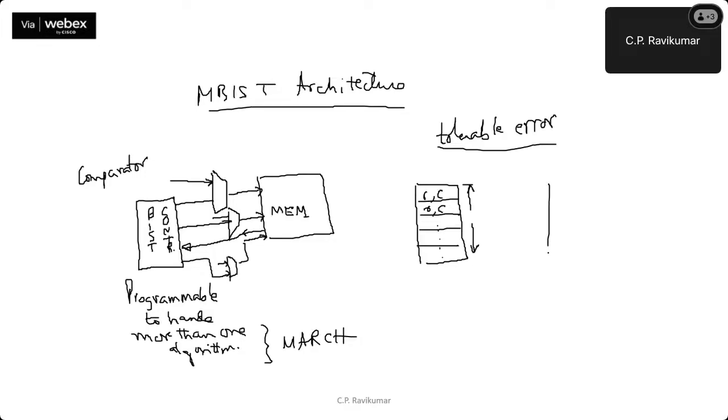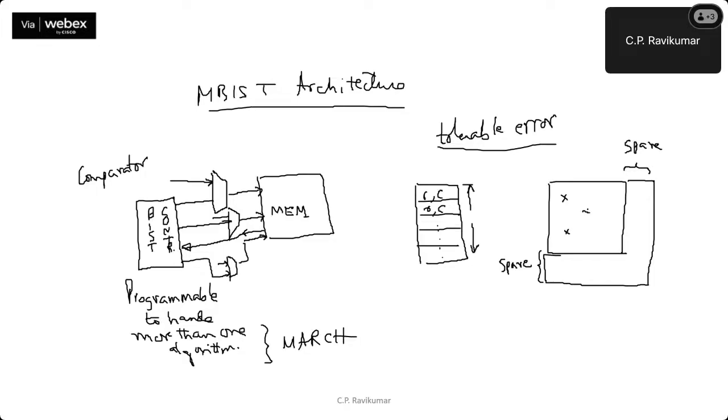What could be done is, instead of having a fixed number of rows and columns, you may build in a few extra rows and columns. These are your spare columns and these are your spare rows. Once we know where the errors are, maybe there is an error here, another error here, another error here. We may have, let us say, two extra rows and two extra columns.